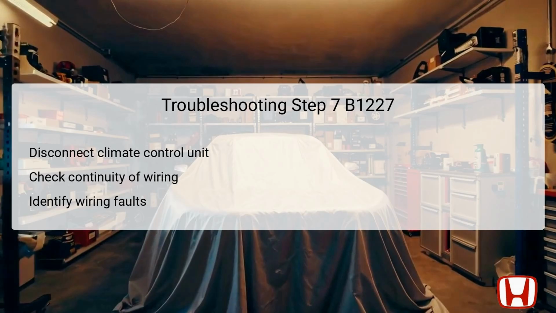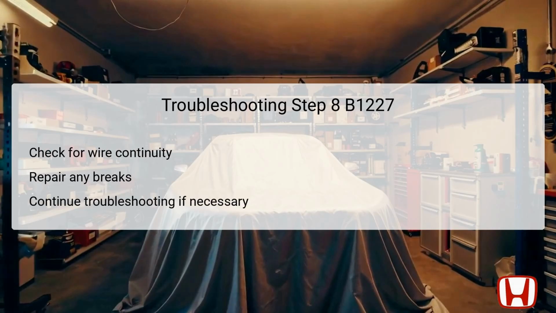If there is no continuity found, it suggests an open circuit in the wiring, necessitating repairs to restore proper functionality in the circuit. In this step, a continuity check is performed between Climate Control Unit Connector B, terminal number 2, and outside air temperature sensor 2P connector terminal number 1. This continuity test is critical in verifying the integrity of the wiring between these points.